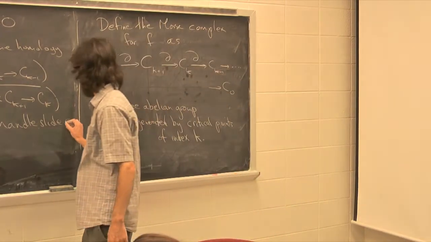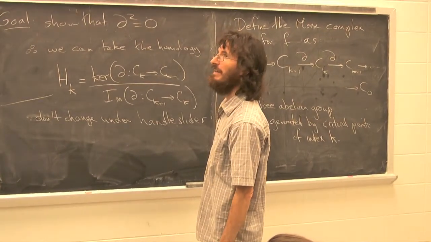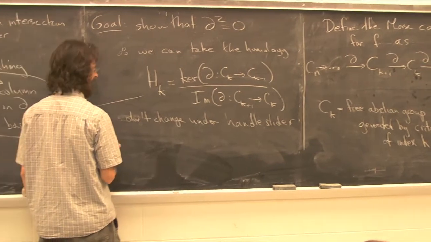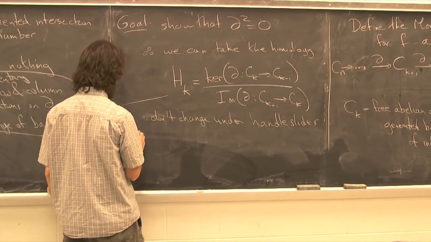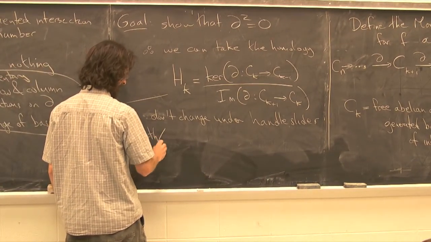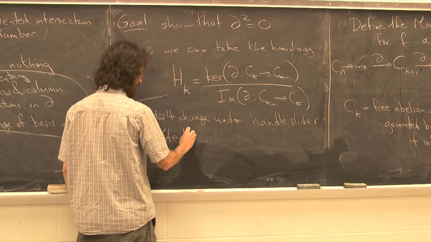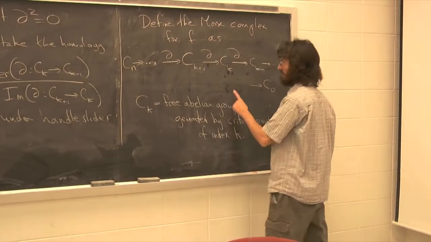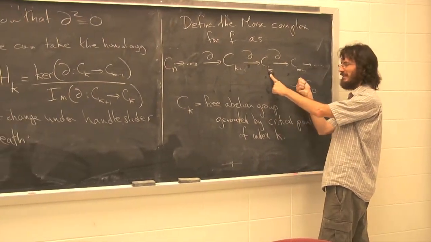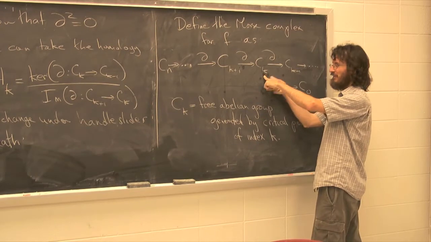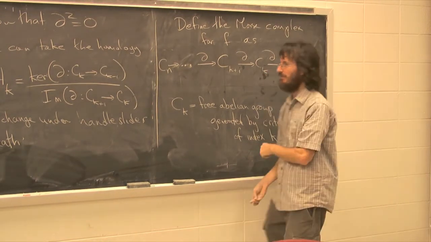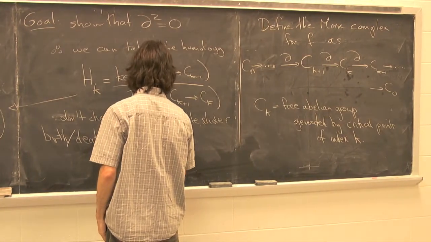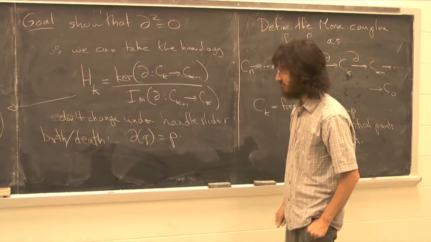The other thing is what happens if you have a birth or a death of a canceling pair. A canceling pair corresponds to a single generator here and a single generator here, and the boundary of this one equals that one. So birth or death, you have a single generator with boundary of Q equals P. That's it. So what does that mean?